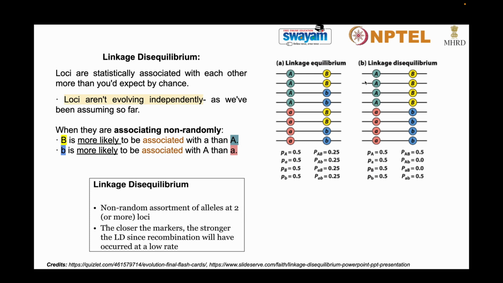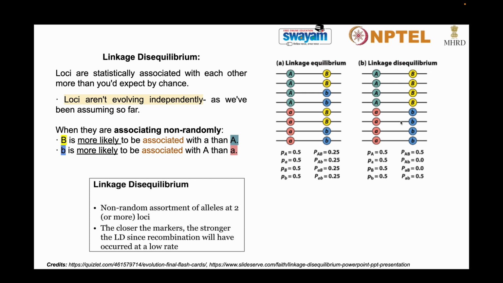So these are not evolving independently. These are always seen together. So this is linkage disequilibrium. The probability of observing AB is 0.5, and similarly small b is 0.5. So in that way you can predict, if capital A is present, what the next allele would be. That would be always capital B.